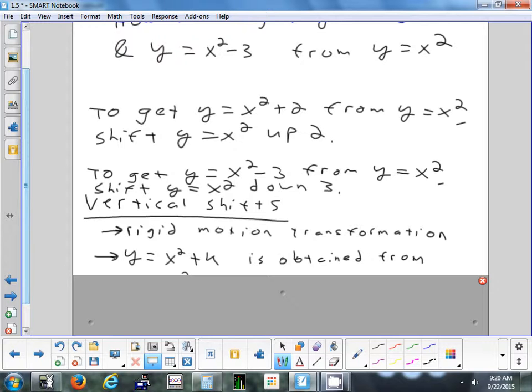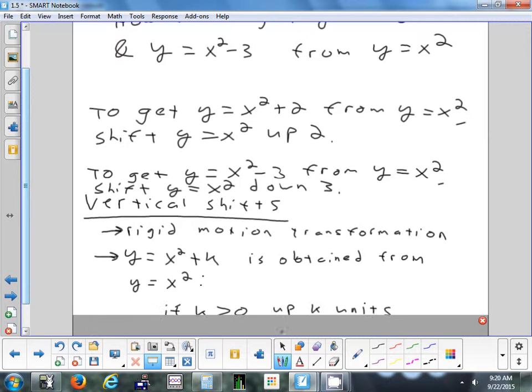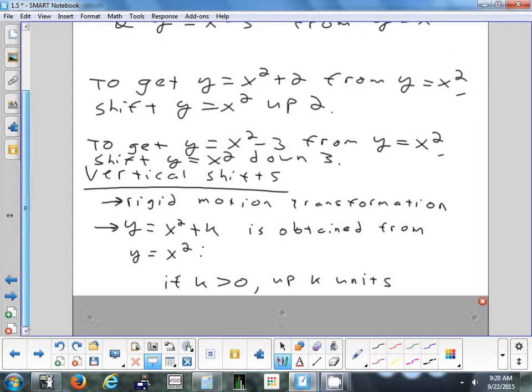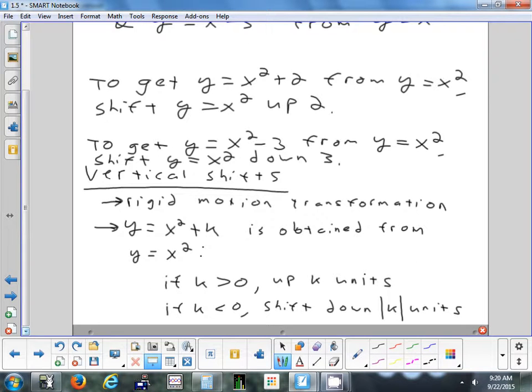All right, so vertical shifts have the form x squared plus k. Again, if k is negative, it would become x squared minus k. And this one's pretty straightforward. If you have a number greater than 0 for k, you shift up, okay? Like plus 2, plus 3. If you've got a number less than 0, you shift down absolute value of k units.